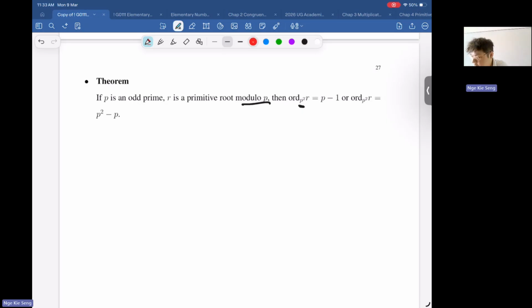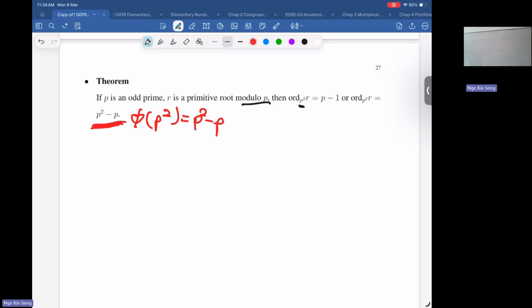So what about phi of p square? Do you still remember this number? Anyone still remember the formula for this? Phi of p square is p square minus p. So what does this theorem say? If you have a primitive root mod p, can this primitive root be a primitive root for mod p square? It can be.